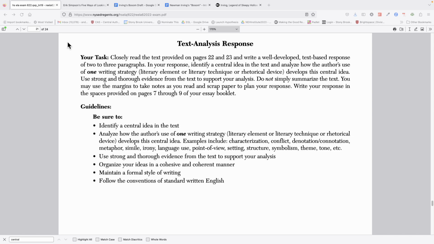And in your response, identify a central idea in the text and analyze how the author's use of one writing strategy develops this central idea. Use strong and thorough evidence from the text to support your analysis. Do not simply summarize the text. So the guidelines again repeat that: a central idea, one writing strategy, evidence, organization, formal style of writing, and follow the conventions of standard written English.